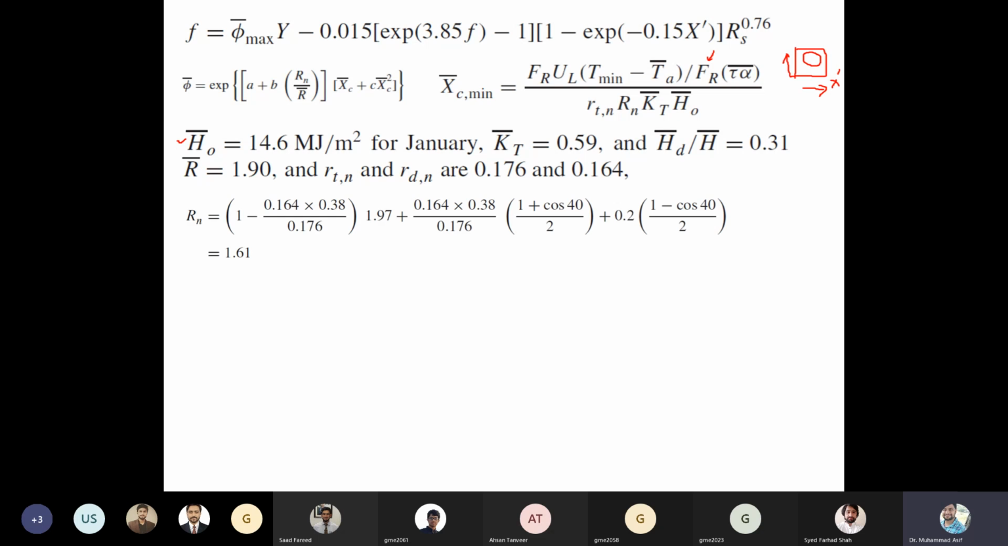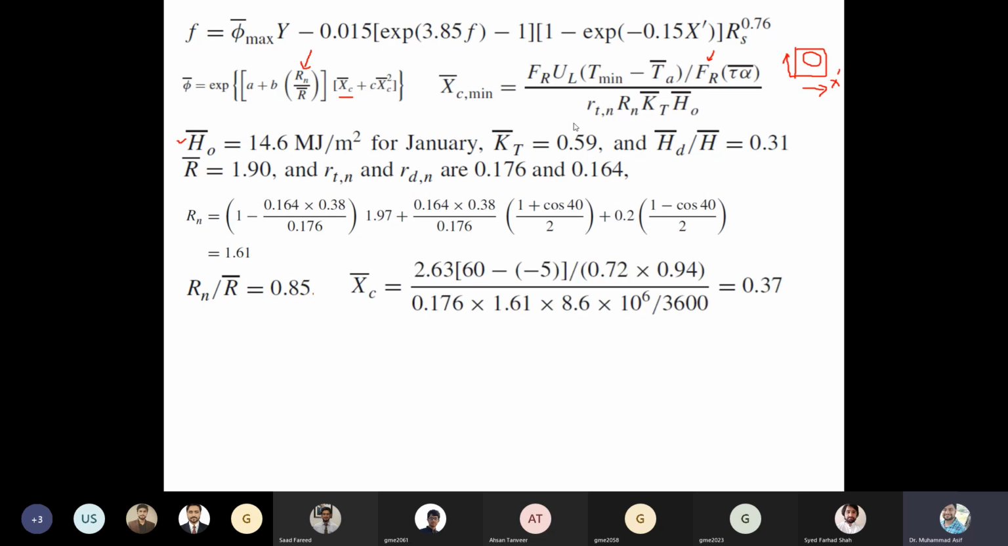So after calculating this, we can calculate the value of Rn, the same relationship that I showed you in the previous slide, and then the ratio of Rn and R, because that ratio will be utilized here, right? So XC minimum we can calculate from here, and this is the ratio.